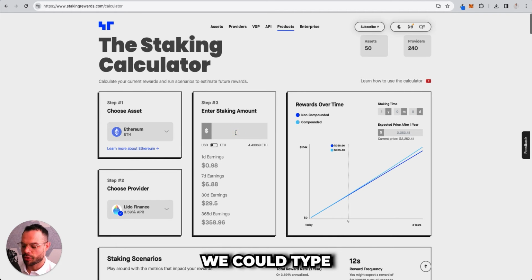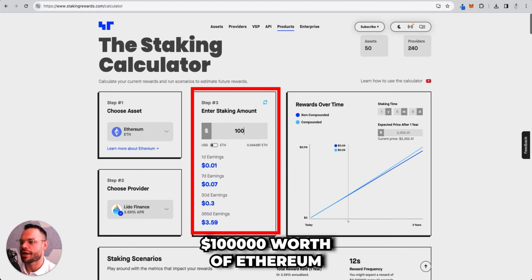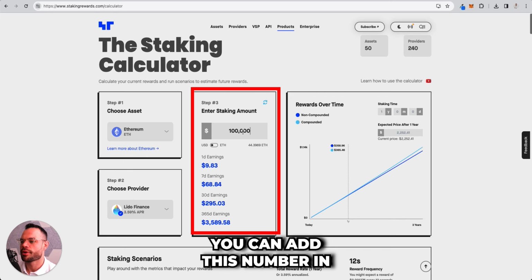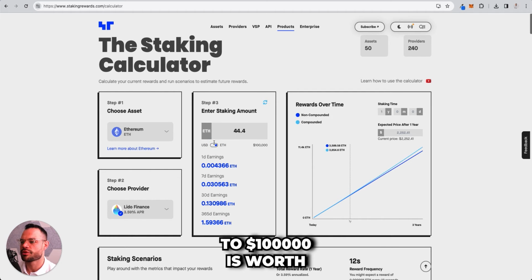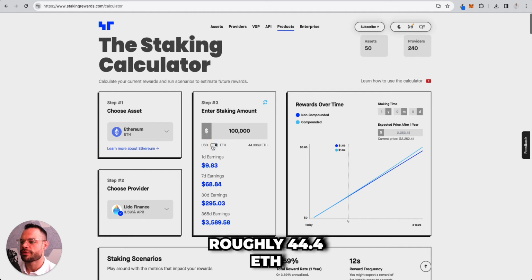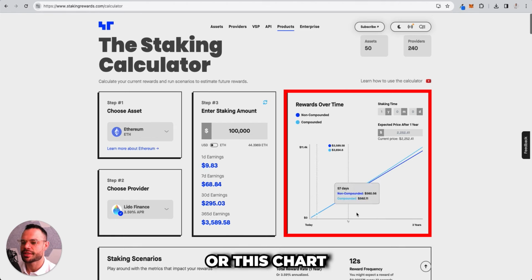And for example, we could type in, you might have $100,000 worth of Ethereum. You can add this number in US dollars, or you can simply put the amount of Ethereum that you hold. So it'll show the ETH equivalent. So $100,000 is worth roughly 44.4 ETH. Then what we can see is this chart is going to update in real time to show us our earnings potential over time.